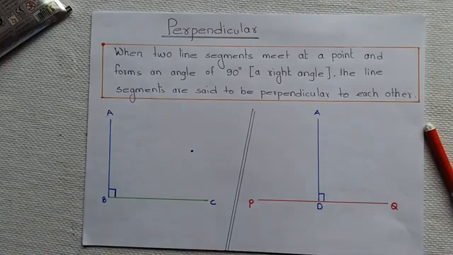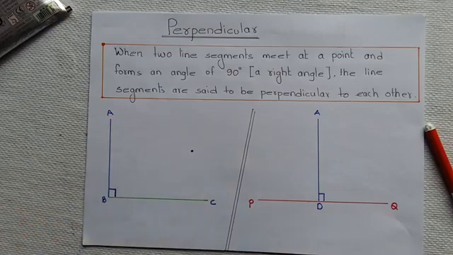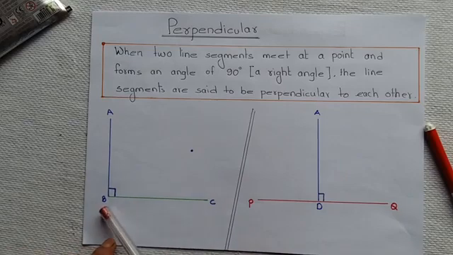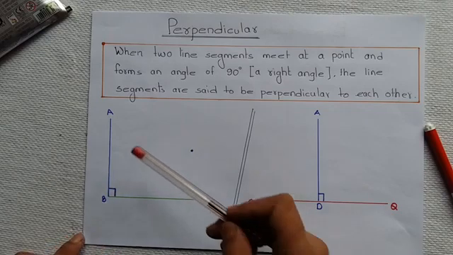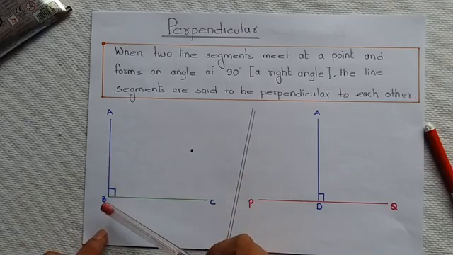That means when two line segments, here I have two line segments here. You can see AB and BC are two line segments. The line segment AB meets CB at the point B, and the point where they meet forms an angle of 90 degree. So the line segment AB is said to be perpendicular to BC, and the line segment CB is said to be perpendicular to AB.